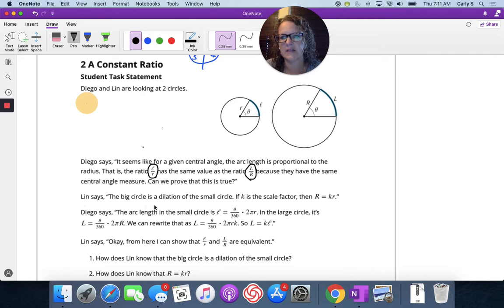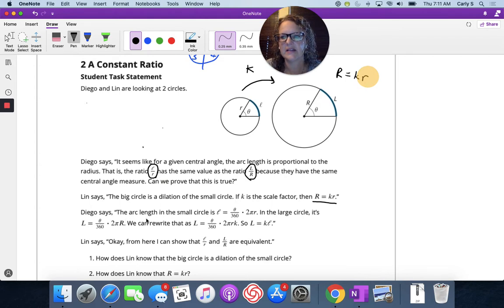Lynn says the big circle is a dilation of the small circle. Remember, it dilates out. If K is the scale factor, then big R equals K times little r. So this is a dilation by a scale factor of K. I can take little r, multiply it by K, and it becomes big R. So big R equals K times little r. And that makes sense.